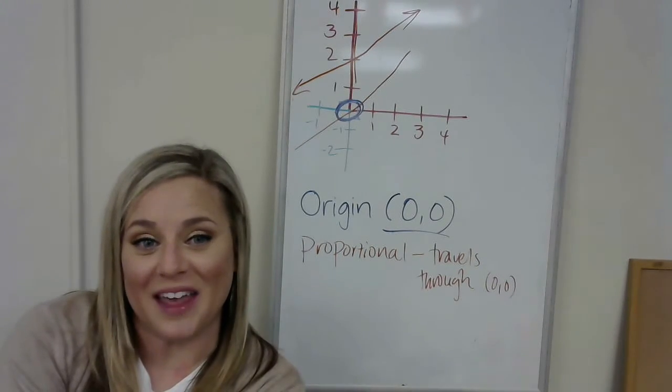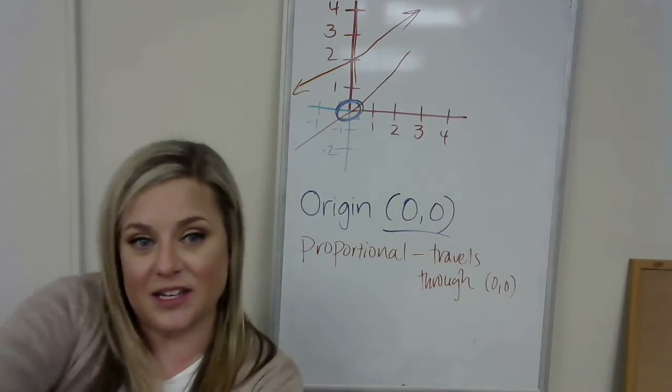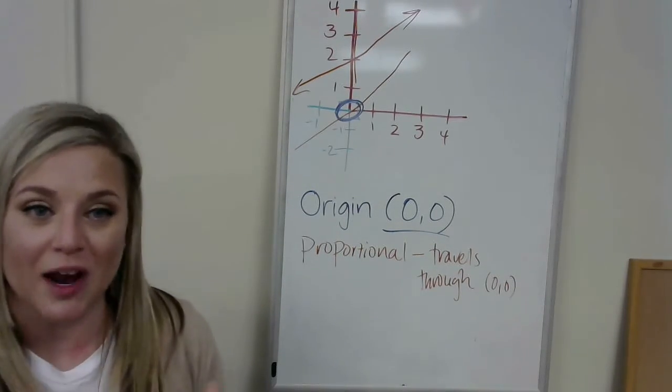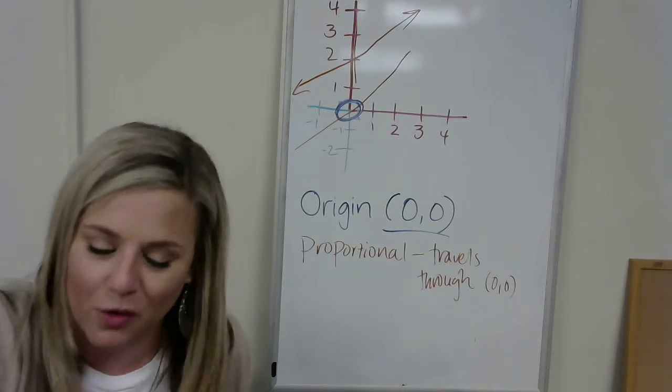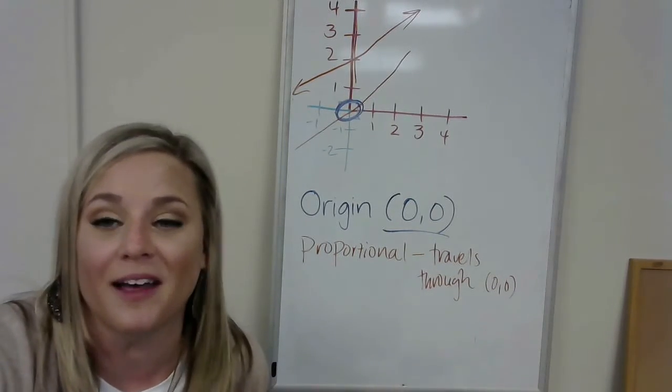Forgot to mention one thing. It also has to be a straight line. It can't go through 0, 0, then take a sharp dive or do a curved line. It has to be a straight line and travel through 0, 0, the origin. So I apologize I didn't make that clear about the straight line. It has to be a straight line, go through 0, 0.